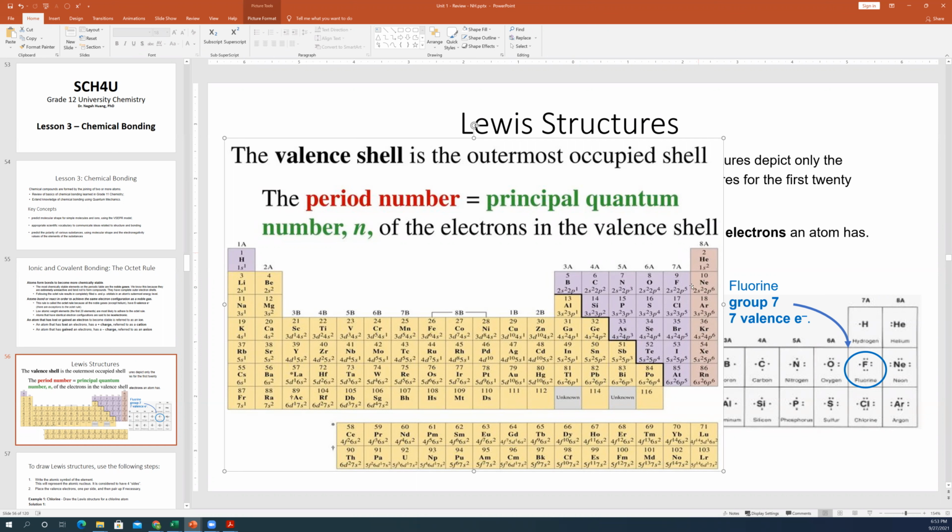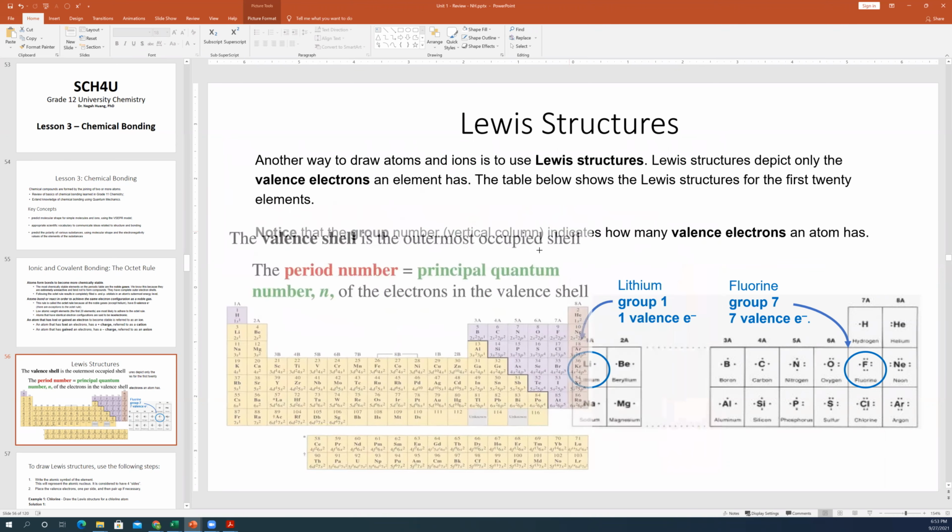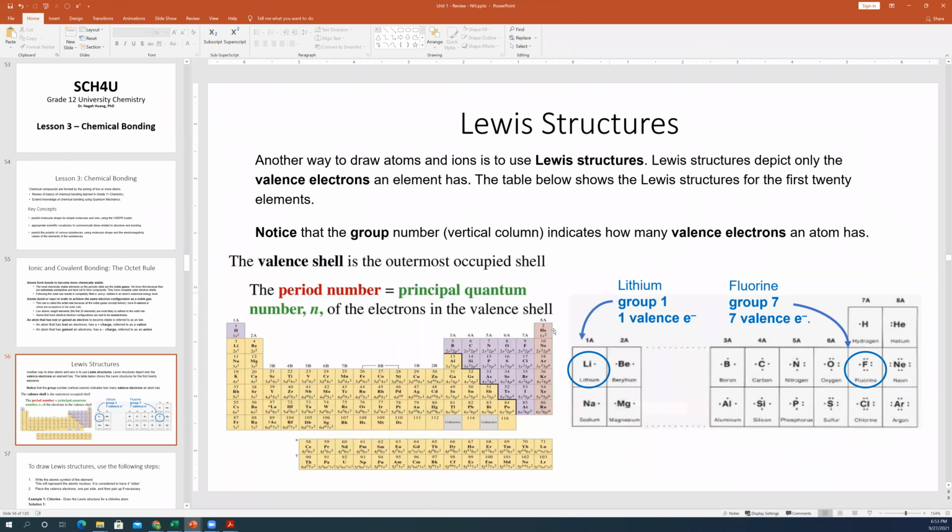In group 8, you get the noble gases, the inert gases, and other than helium that has 2, all of them have 8 electrons in their outermost shell. So they have a stable octet. Now you can see how the period number relates to the principal quantum number, which relates to the number of electrons in the valence shell. Those are the electrons that are available for bonding.